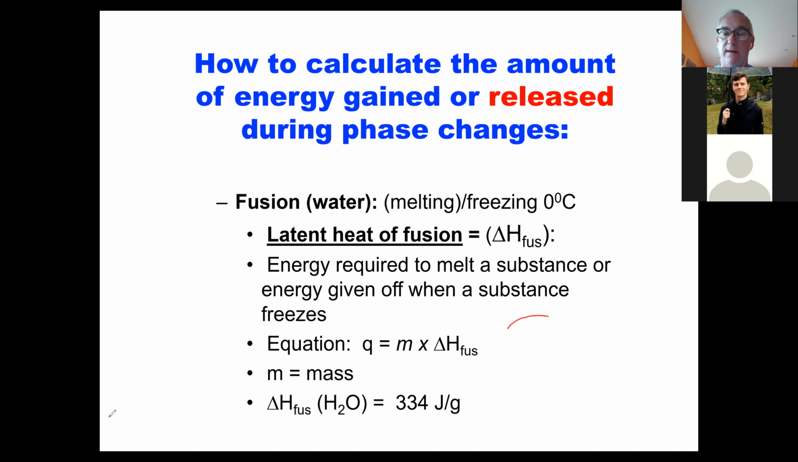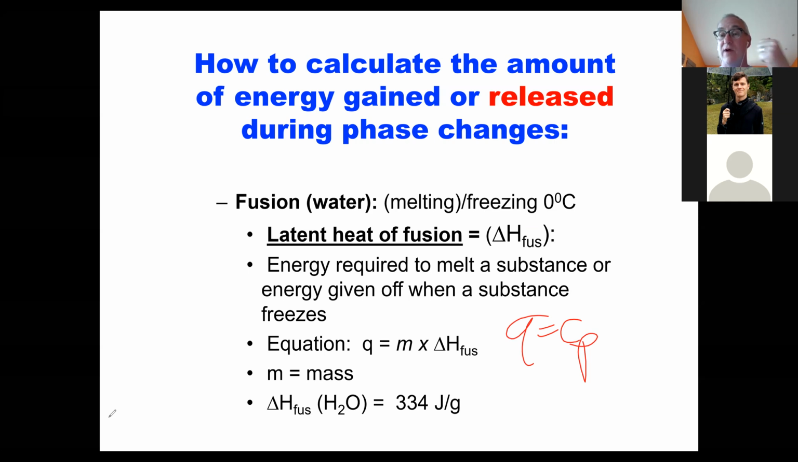We need to calculate Q, which is the amount of heat. We need the heat capacity: how much heat does it take to raise the temperature of that substance by 1 degree for every gram of it? Then we need to know the mass. And we need to know how much we're changing that temperature. Obviously, if we're changing that temperature by 50 degrees, that's going to take a whole lot more heat than changing it by 5. Now, that's different from when we're calculating phase change heats.